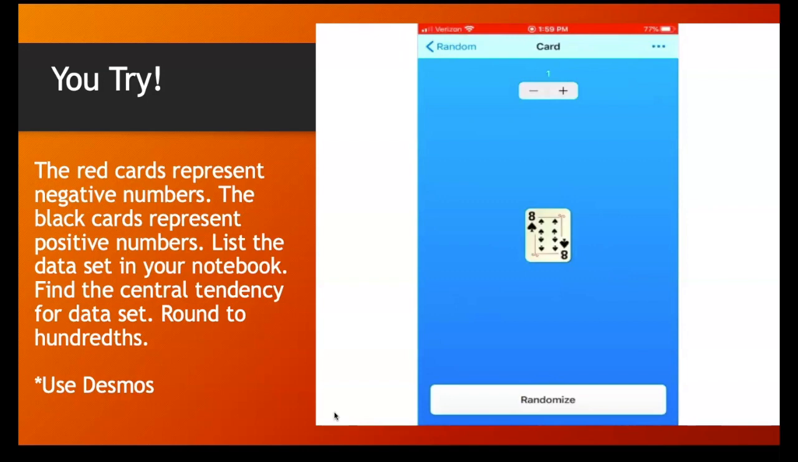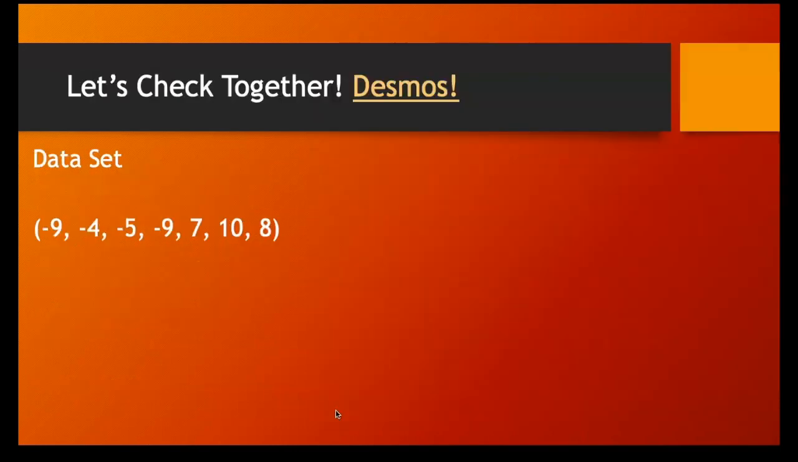Awesome. Now, I wonder how many numbers did you get this time? Should have been 7. Let's see if you got them all. If you didn't, that's okay. There they are for you.